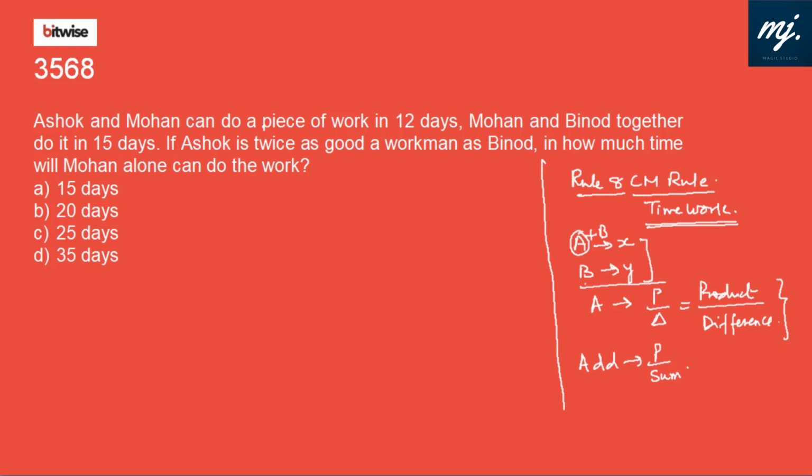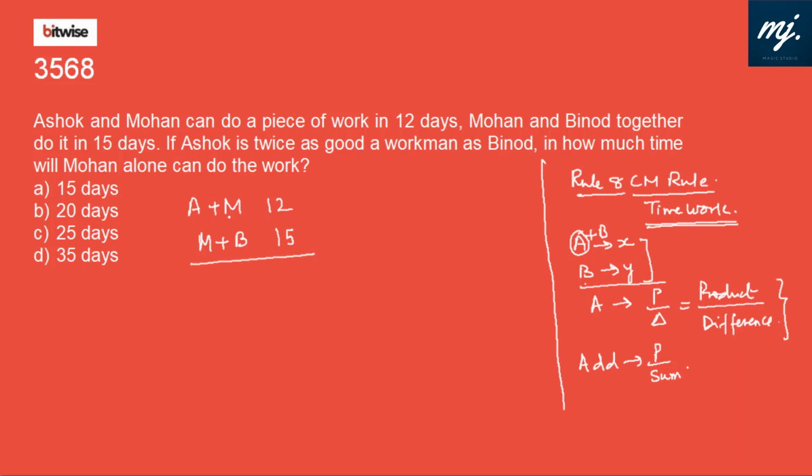Ashok and Mohan can do a piece of work in 12 days. A plus M doing it in 12 days. Mohan and Vinod in 15 days. M plus B in 15. Ashok is twice as good a workman as Vinod. In how much time can Mohan alone do the work?